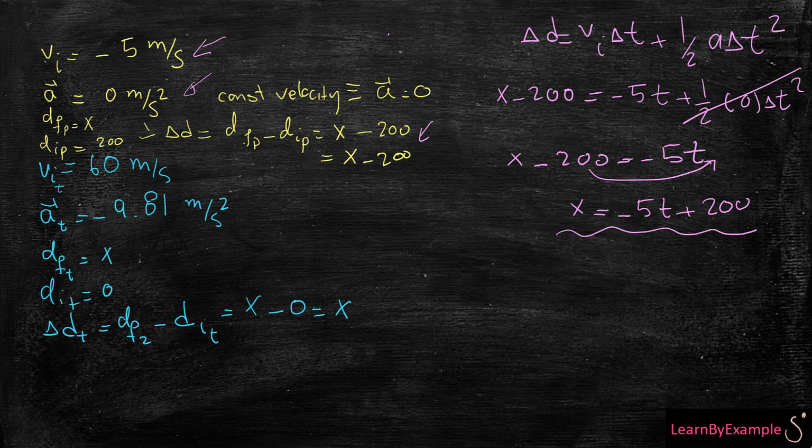Okay, so let's do that. I want you to pause the video and do this part on your own and get back. Okay, I'm going to choose the same equation for the second part. So I will have delta D equals VI delta T plus half of A delta T squared.